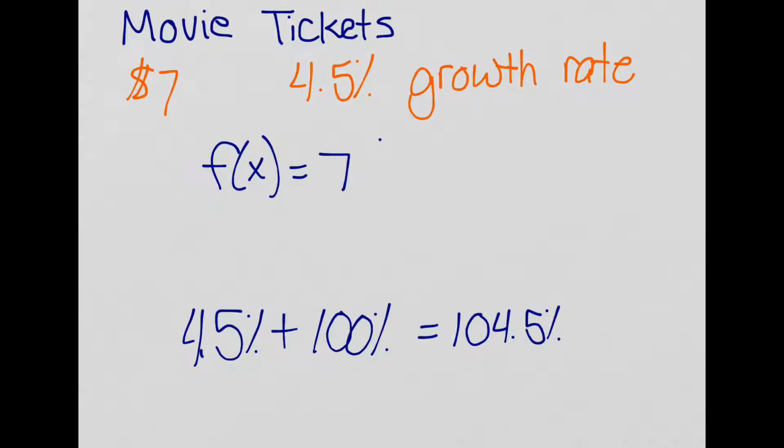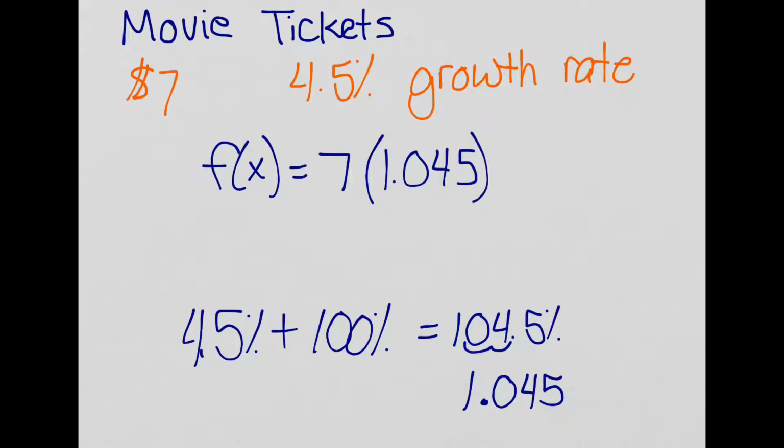And then to turn my percent into a decimal, I have to move that decimal over twice. So that's actually equal to 1.045. That's my growth factor, and that's what goes in my parentheses, 1.045. And then since I started with the 7 as my initial value, I'm just going to have x minus 0, which is just the same as x, because I used my 0 term to write this equation.